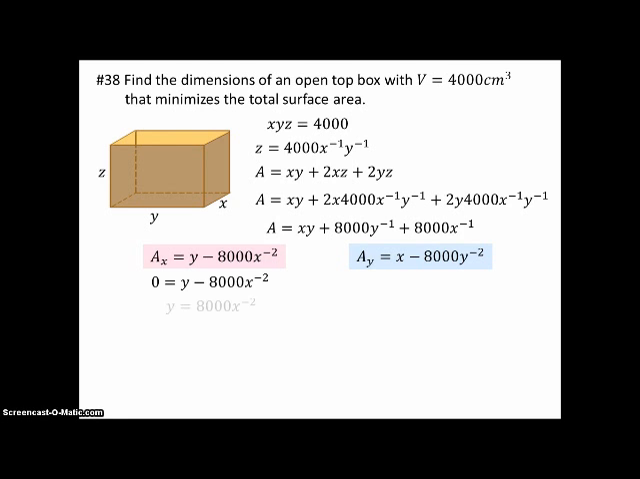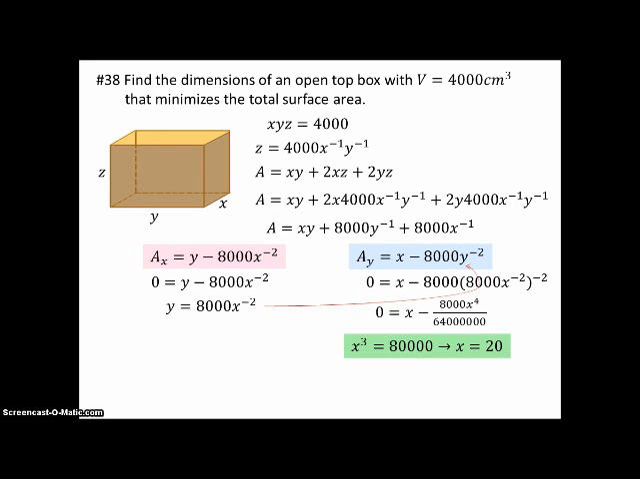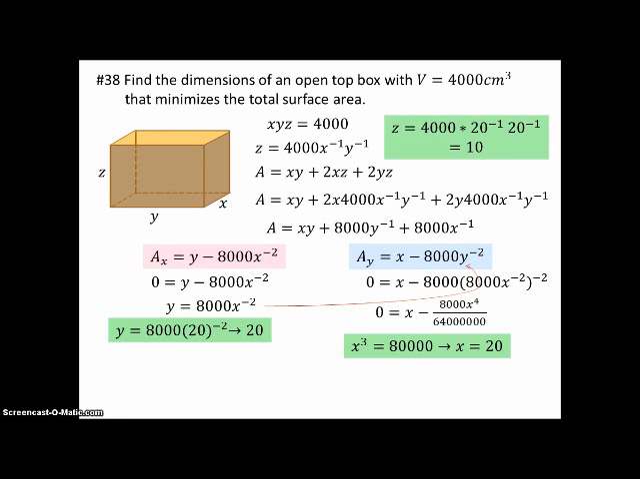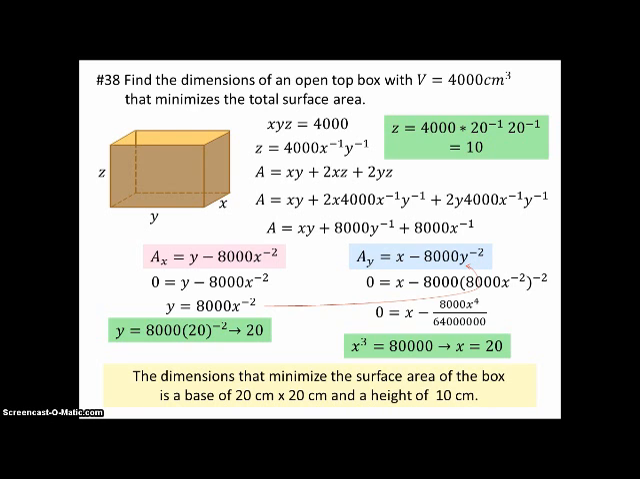And so we set them equal to 0, and solving the first one, we can then substitute what we got for the first one in for y in the second one. Simplify, solve for x, and we get x equals 20. Now we can work backwards, and we find out that y is also 20. And finally go back up to the top and solve for z, and z ends up being 10. The dimensions that minimize the surface area of the box is a base of 20 centimeters by 20 centimeters and a height of 10 centimeters.